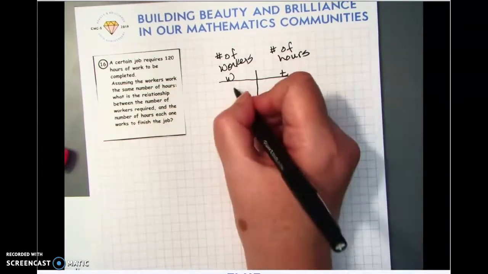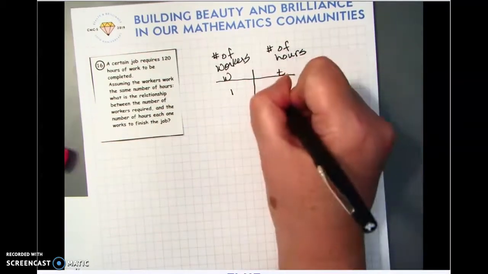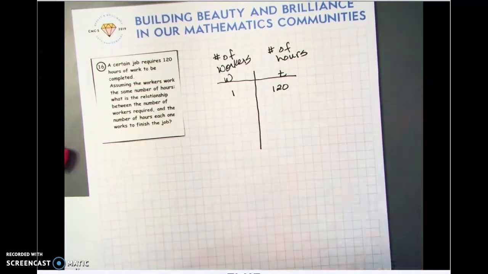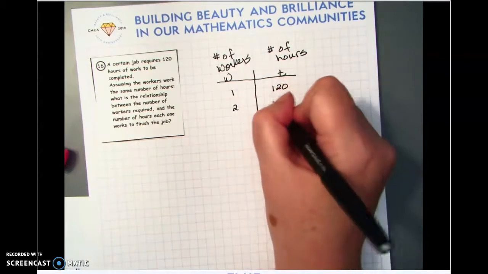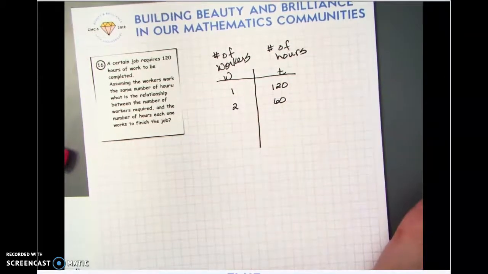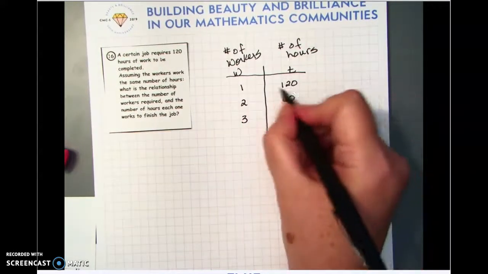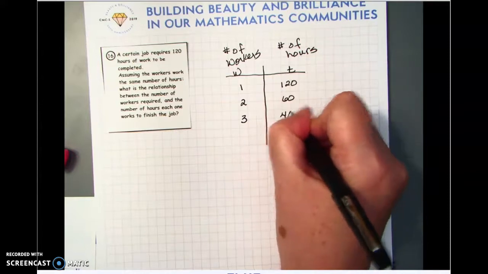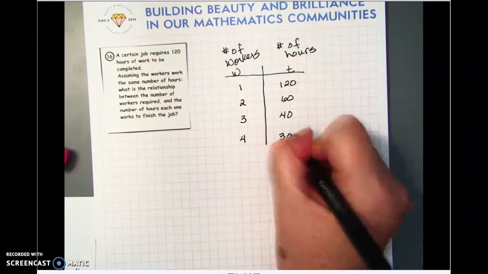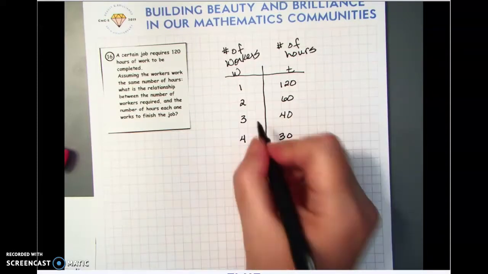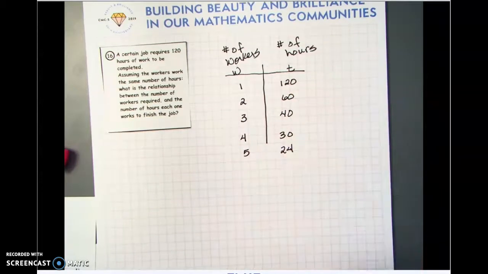So obviously we wouldn't start with 0 workers because nothing would get done. So if we start with 1 worker, that means that 1 worker would have to do all 120 hours of the job. The second worker comes in and they get half of it. So that means there's now 60 hours per person to make 120. The third one comes along, and if I divide 120 by 3, I get 40 hours per worker. The fourth one comes along and we get 30 hours per worker. And the fifth one comes along and we're getting 24 hours per worker.